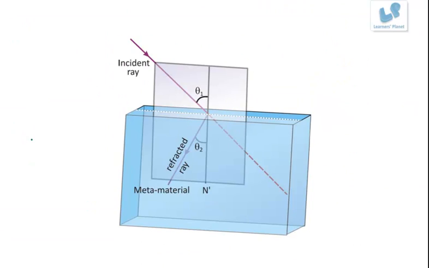Let's look at the three-dimensional image of it. The incident ray is incident on the interface. This theta 1 is the angle that it makes with the normal, and theta 2 is the angle that the refracted ray makes. Now the important thing is that the incident ray and the refracted ray are on the same side of the normal, NN dash.